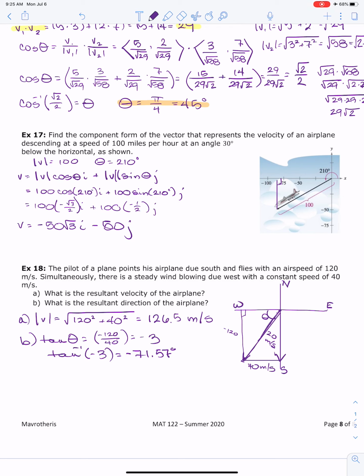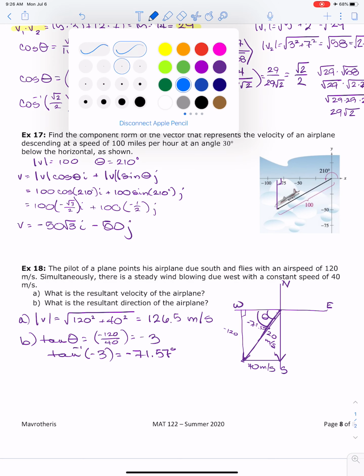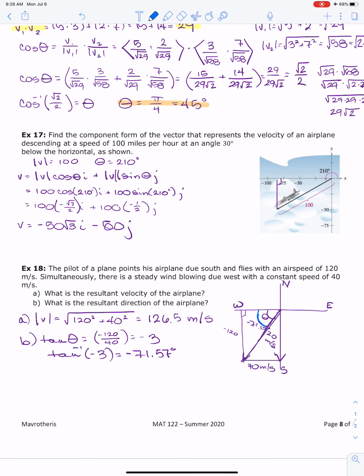So that means that this is negative 71.57. Let's try a different color here. So when we want the resultant direction, keep in mind that was from our 0 here. So 180 plus an additional 71.57, I get 251.57.